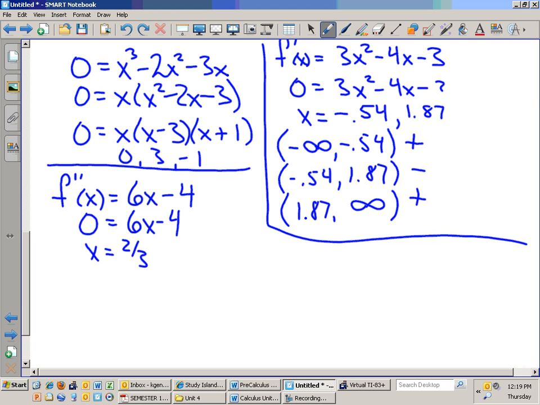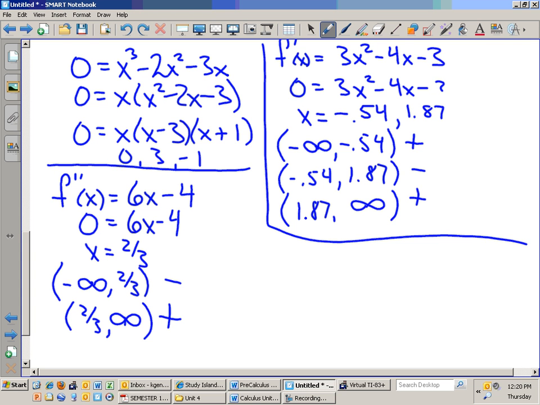So now I have two regions of concavity. I have concavity from negative infinity to 2/3, and from 2/3 to positive infinity. And we want to figure out where it's concave up and concave down. What number would you like to plug in between negative infinity and 2/3? 0. So I plug it into my second derivative. 0 minus 4 is negative 4. Negative. So it looks like it's concave down right here. And if we plug in 1, we get positive 2. So it's positive there, so it's concave up there.